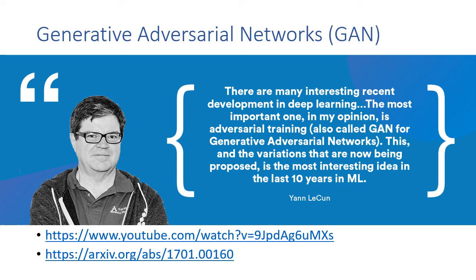Yann LeCun, the godfather of deep learning, said that there are many interesting recent developments in deep learning. The most important one, in his opinion, is adversarial training, also called GAN. So this, he considers, is the most interesting idea in the last 10 years in machine learning. So here is the link of the original talk of the author, Ian Goodfellow. So you can watch the original video lecture and the paper.